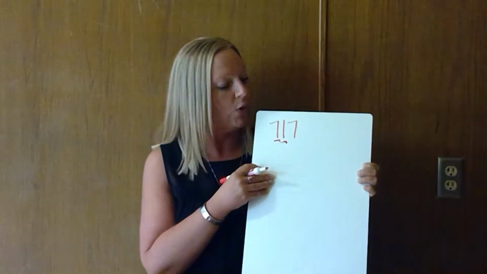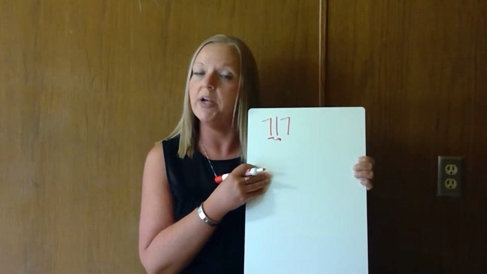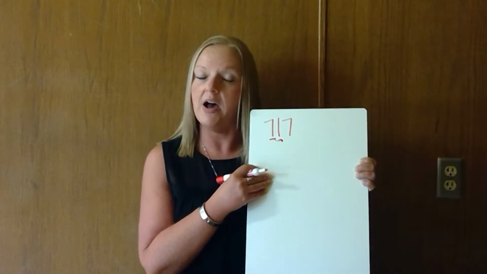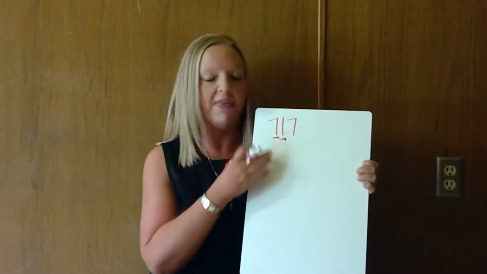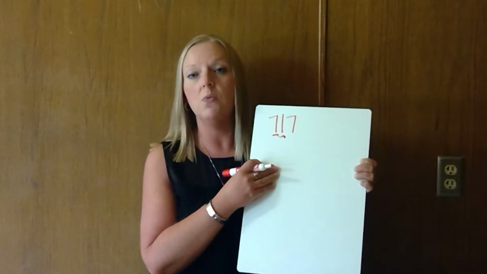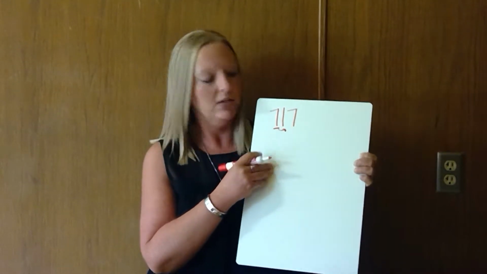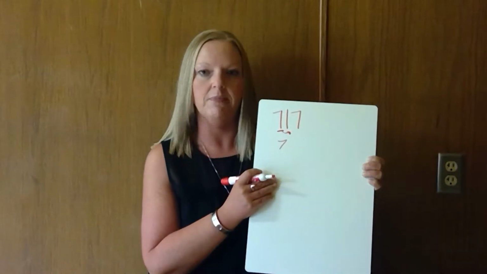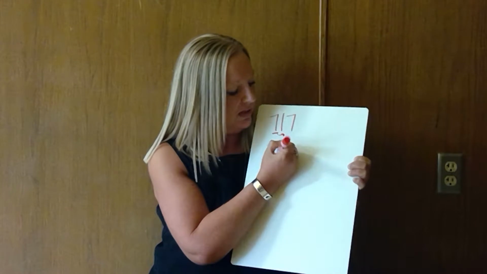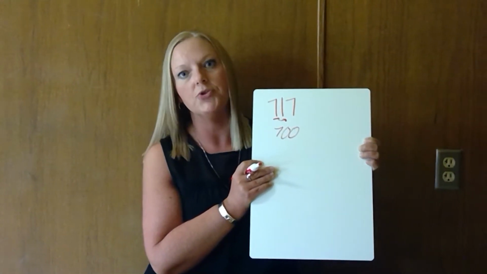We know that if your neighbor is a 0, 1, 2, 3, or 4, you round it down. 5, 6, 7, 8, or 9, you round that place value up. My neighbor is a 1, which means I'm going to round this 7 down, so I'm going to keep it as a 7. Everything else becomes zeros. So my rounded number to the nearest hundred is 700.